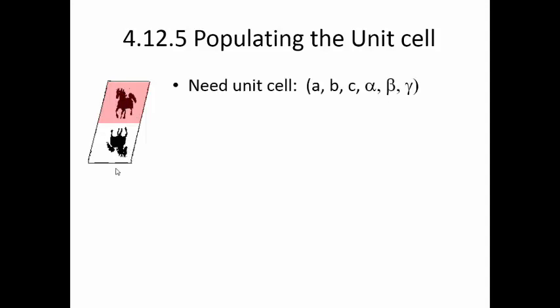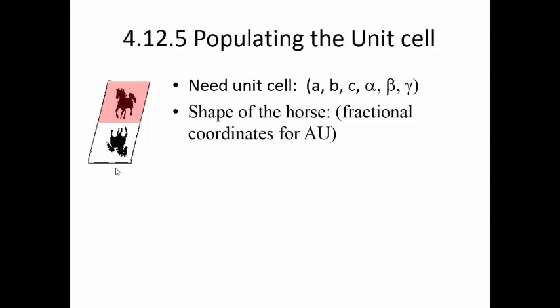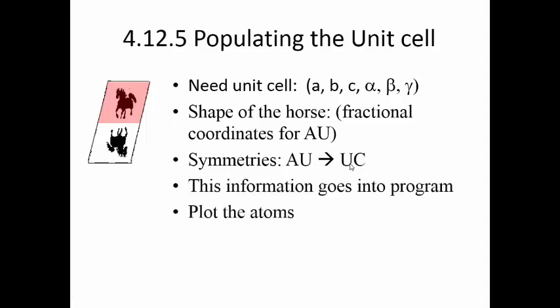So what do we need? We need the unit cell, A, B, C, alpha, beta, gamma. Where do you get that? From the CIF file. We need the shape of the horse, which is the fractional coordinates for the asymmetric unit, and we get that from the literature. And we get the symmetries, which take the asymmetric unit to the unit cell. Once we know the space group, we can look that up in the international tables, and that will give us the various symmetries we need. And this information goes into the program and it plots the atom.